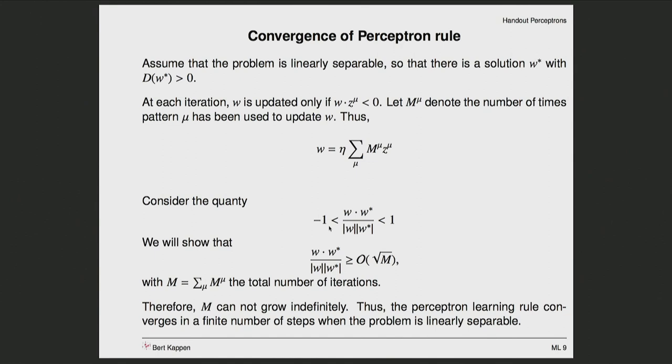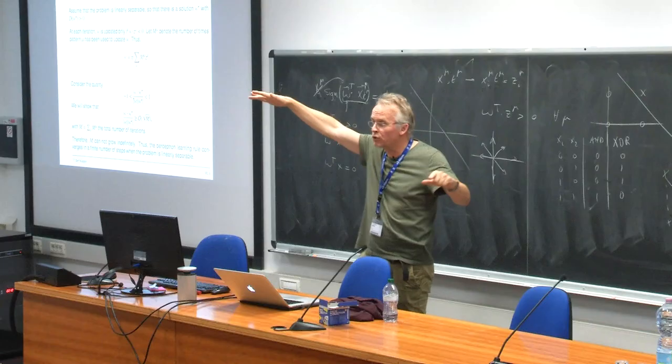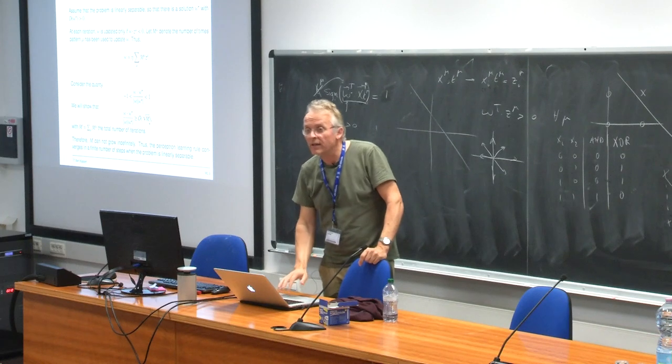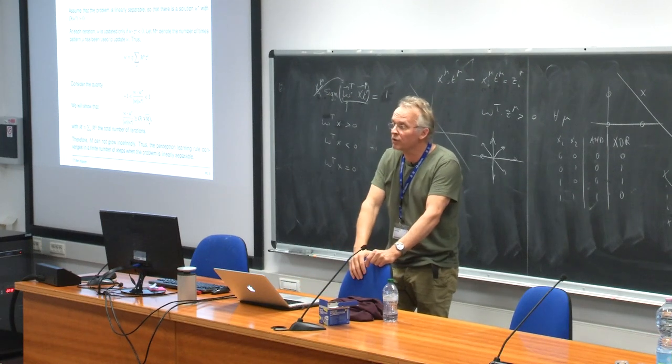We take our current solution W and we inner product it with the W star solution that is given, and we divide by the norms. So this quantity is in fact the cosine of the angle between these two n-dimensional vectors. Now this cosine is between plus or minus 1, so that's a no-brainer that we know for sure. Now I will show that this ratio will grow as order square root of m.